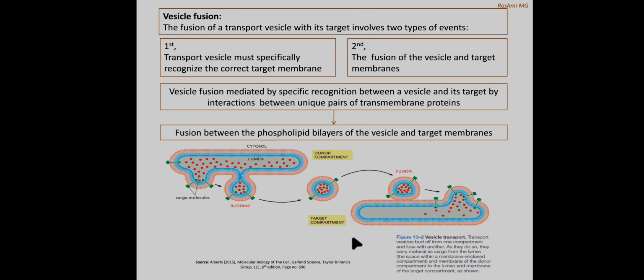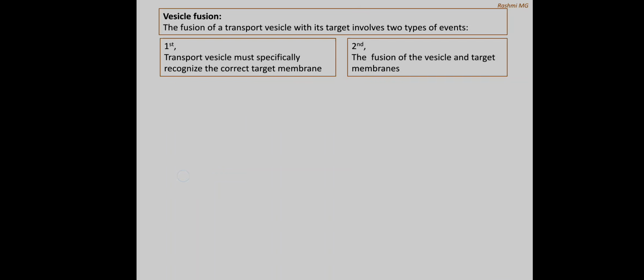So there are particular steps, or a hypothesis, to explain this vesicle fusion. That is the SNARE hypothesis. The hypothesis is called what? The SNARE hypothesis.